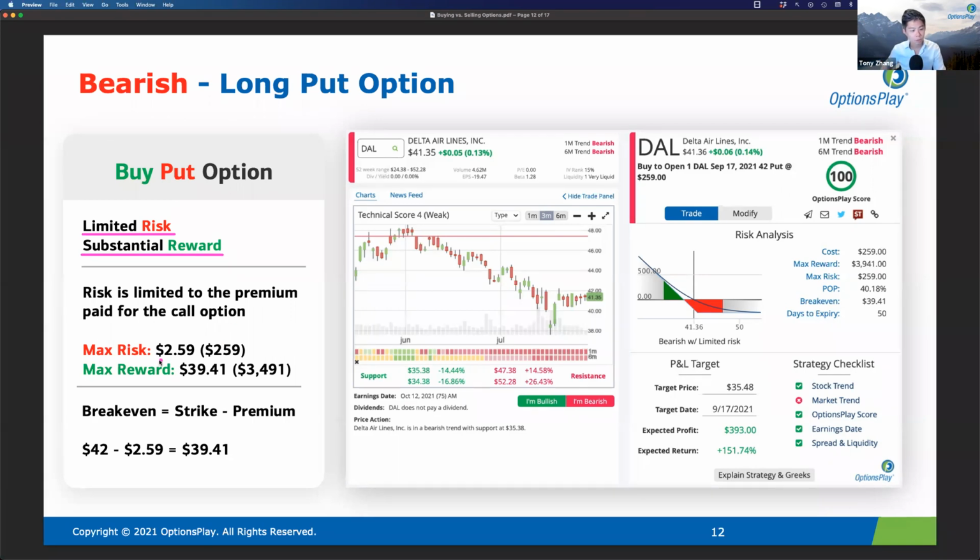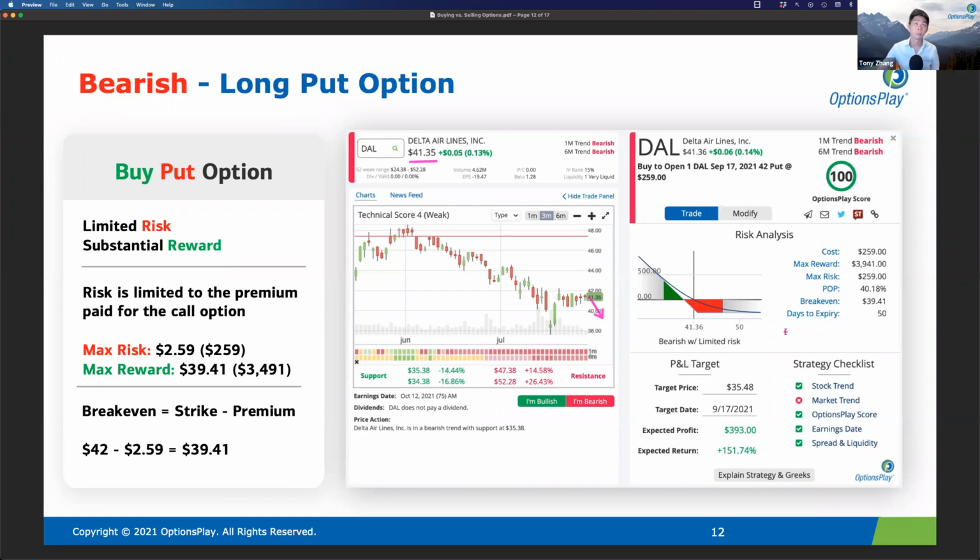So the max risk, as you can see, is the premium that I pay for the put option, which is $2.59. My max reward is $39.41, which is the strike price minus the premium. So this is a typo. It should be $3,941 is your max reward. So my break-even point here is $39.41. The stock is at $41.35. So you have to see that the stock has to decline by about 4 or 5% before the strategy is profitable. And you have the same problem.